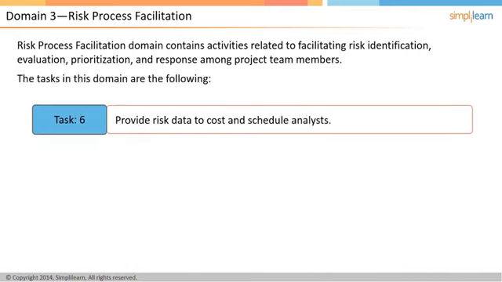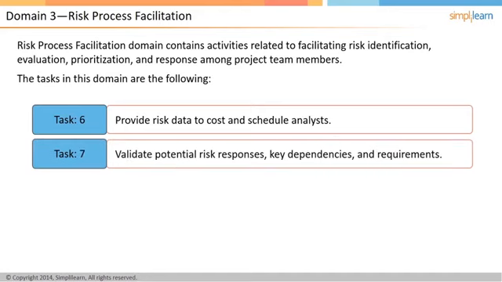Task 6 is to provide data to cost and schedule analysts about the risk so that they can estimate the cost and schedule accordingly. The last task is to explore the used scenarios to validate potential risk responses and key dependencies and requirements, and evaluate to enhance likelihood of project success.